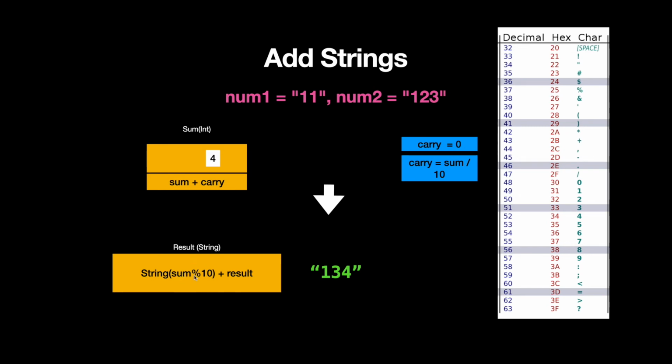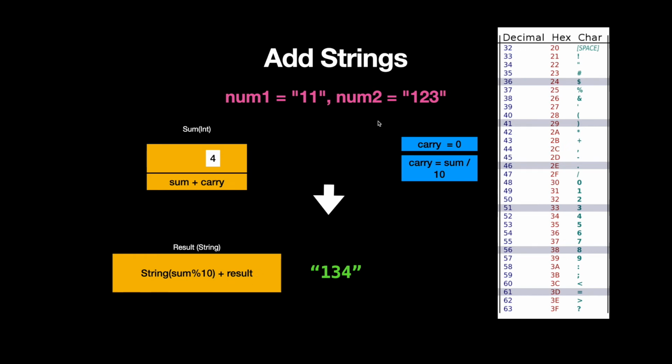But sum mod 10 will give us the number which we want to add in our string, right? So in our example, 1 and 6, 16 mod 10 will give you 6, right? So 6 plus the already resulted result, if the result is already there, we will add it in the resulting array, right? So this is how we do it.